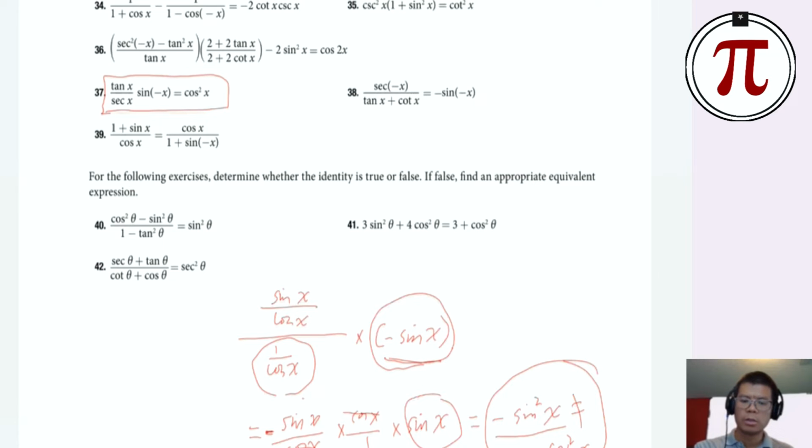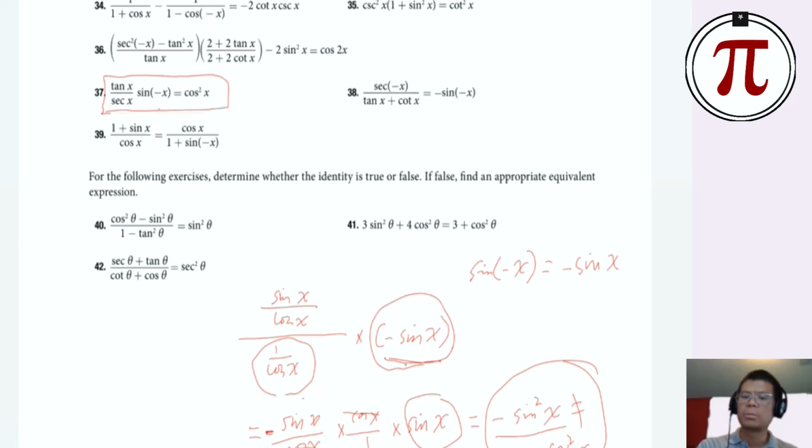How did it become negative sine x? Yeah, because you have what? The sine of negative x. It's all the function, right? So sine negative x equals what? Negative sine x.